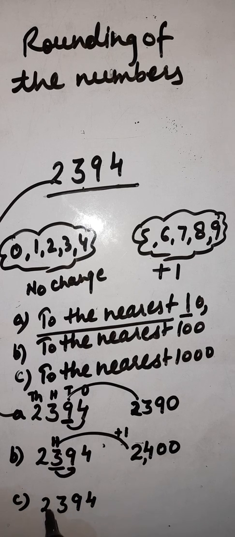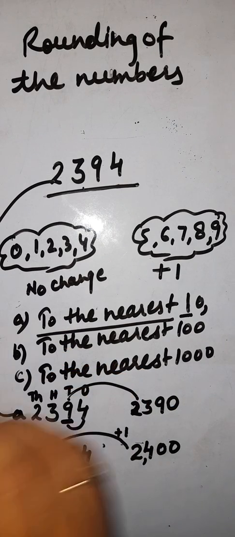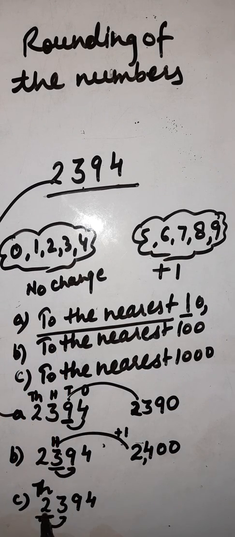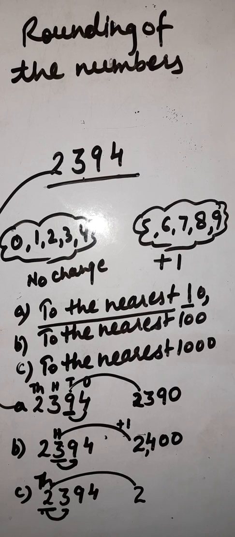Fine. Now part C, 2394. Now which digit is in the thousand place? This one, 2. 2 is in the thousand place. Now we have to round off this number 2. So look at the next digit. This is 3. We know 3 is on the smaller side. So no change. We will write this number as it is. And the next 3 digits will convert into 0. Okay. So it will become 2000.